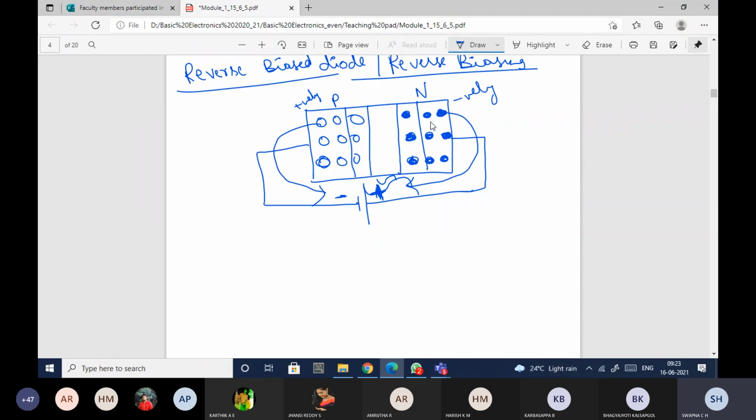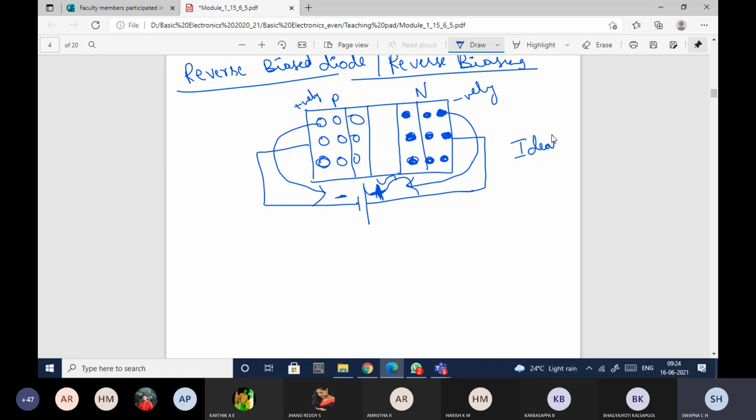No, right? Yes or no, ma'am? No, ma'am. Okay, because the depletion region is increasing. The more the depletion region, the electrons will not be able to move from N side to P side. So that is the reason there is no conduction happening here.